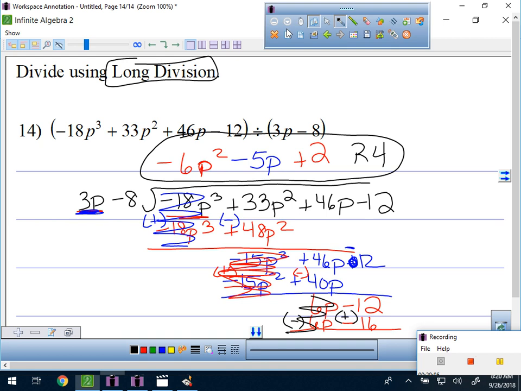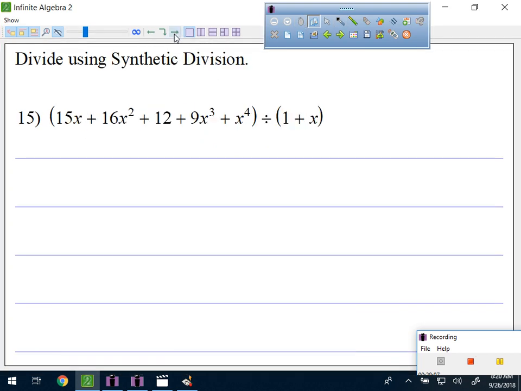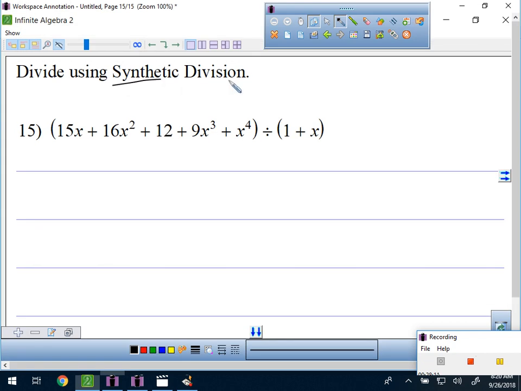Here's what it looks like for 15. For 15, we're going to change it up this time. Now we're going to try dividing it by synthetic division. Now, in reality, guys, you could do long division on this, but remember, synthetic division was just so much quicker, and it only works when you have this type of setup. So here's how synthetic division works. Put a box and draw a line.